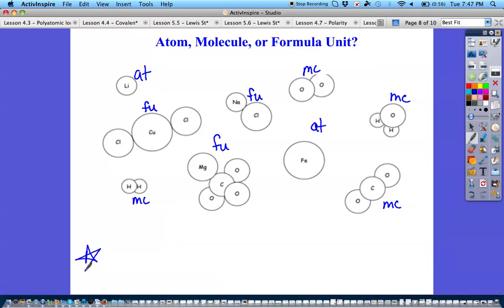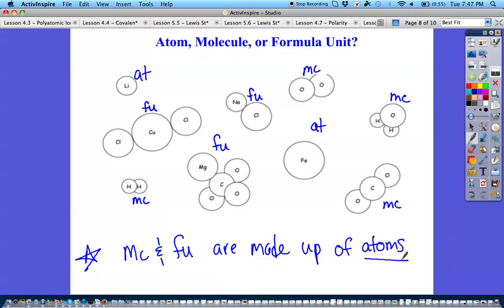I want you to note that molecules are covalent compounds and formula units, when we have our ionic compounds, are made up of atoms. Okay? So even though we are grouping these together, the molecules and formula units are still made up of atoms. And that's going to be important for what we look at next.